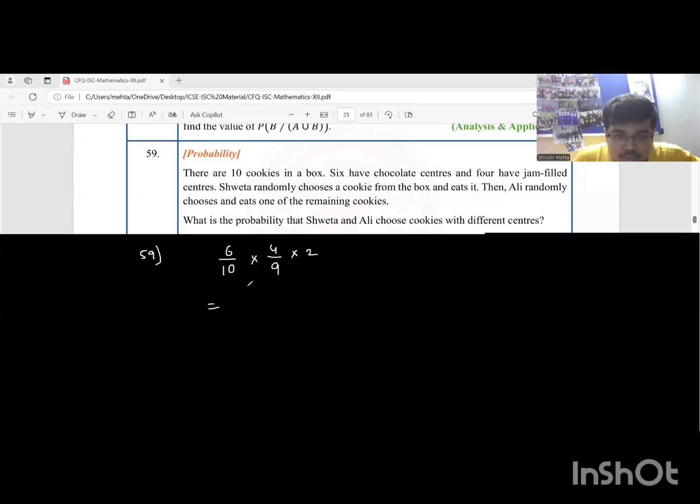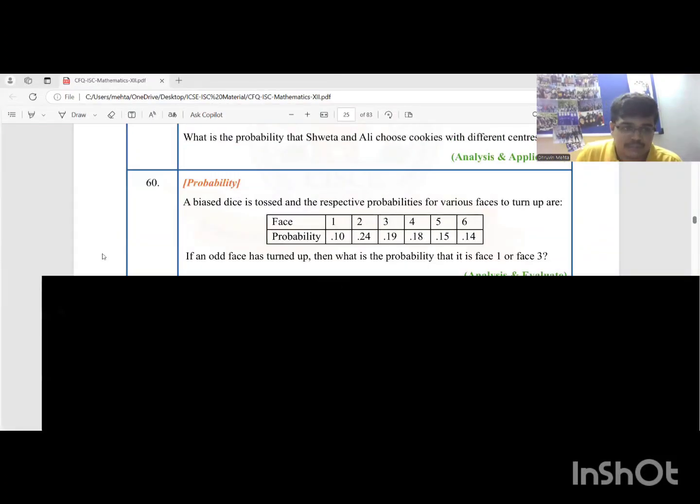So here the answer is going to be, you cancel whatever is possible. 2 1s are, 2 5s are. That's pretty much it. Okay, 3 2s are, 3 3s are. So therefore, students, 8 by 15 is your answer. Next, students, we will take question 60.